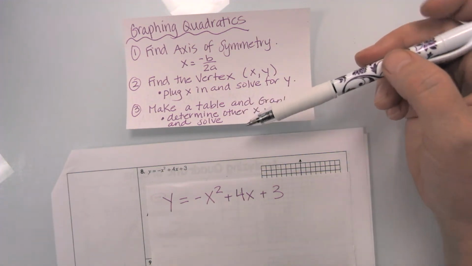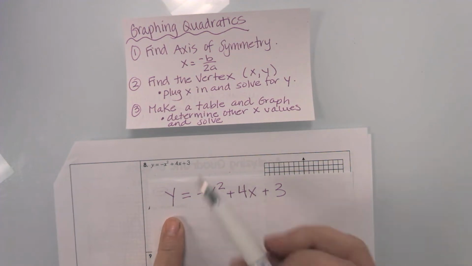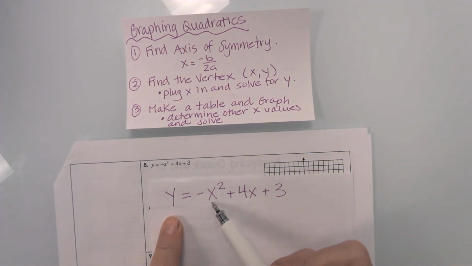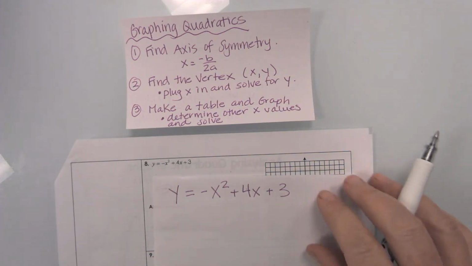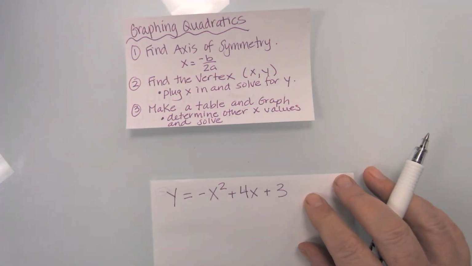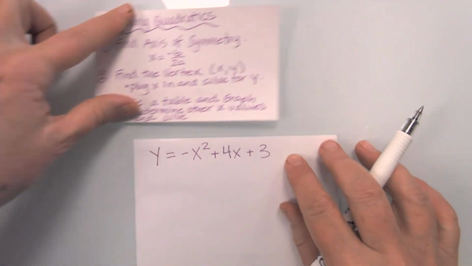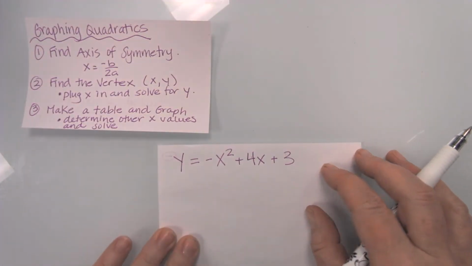So I'm going to use this quadratic equation, y equals negative x squared plus 4x plus 3. Now I'm going to remove the other paper just so it's easy for me to work, but then we'll come back and graph it. I'm going to leave my postcard right there.